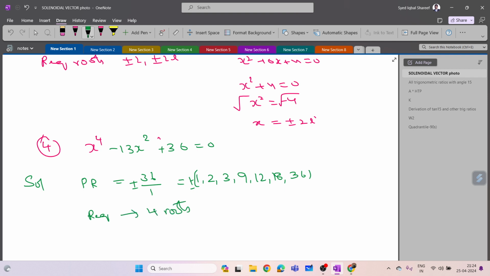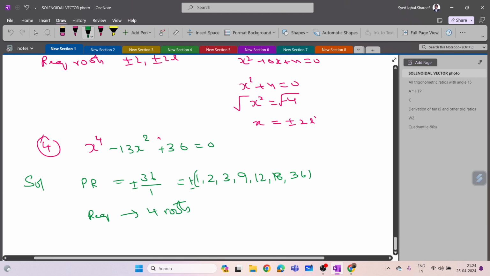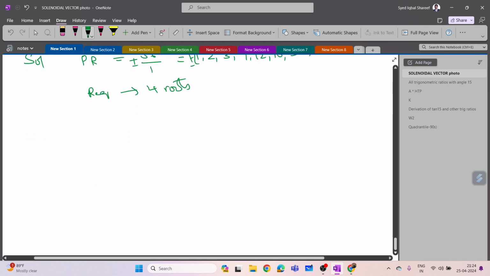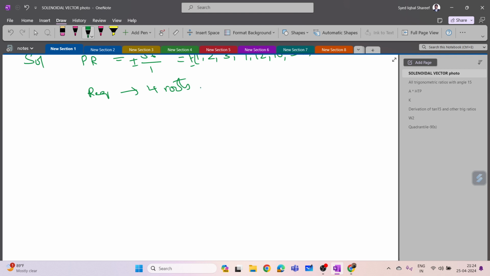only 4 roots. So we will go by the synthetic division method to find what those 4 roots are. So let me write it down. Synthetic division. x to the power of 4, coefficient is 1. No x cube, 0. Coefficient of x square, minus 13. No x, 0. Then constant is 36. You see, I am going with x equal to 2.